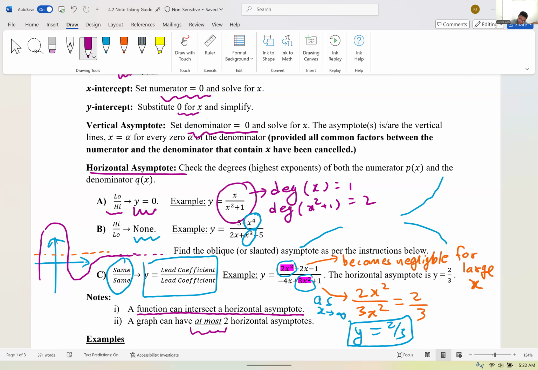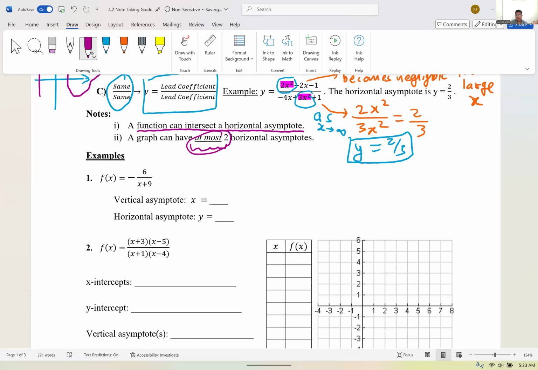So you will have at most two horizontal asymptotes. That's why the highlight is on the words at most. No asymptote, one asymptote, two asymptotes for horizontal, not vertical. You can have any number of vertical asymptotes because vertical asymptotes come from the zeros of the denominator. If the denominator has many different factors, from each factor you get a vertical asymptote, right?